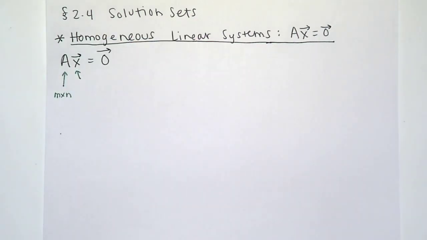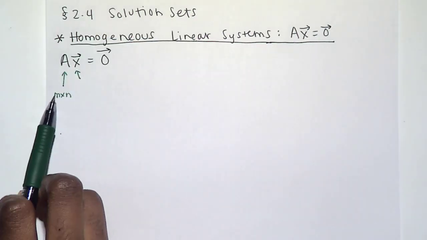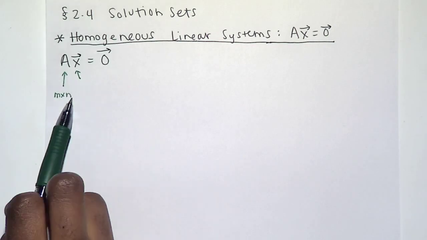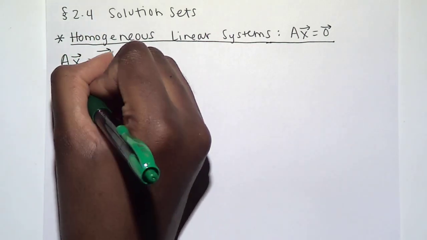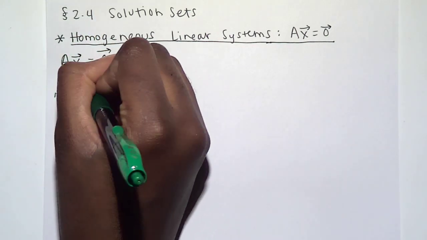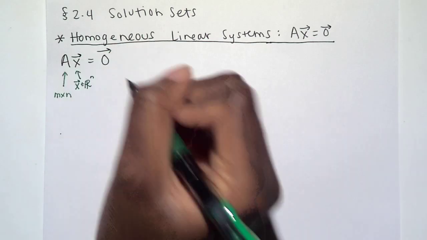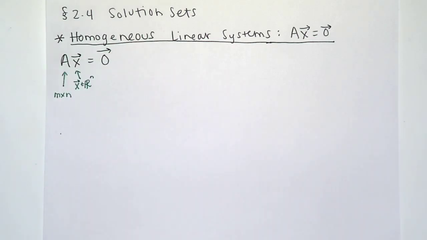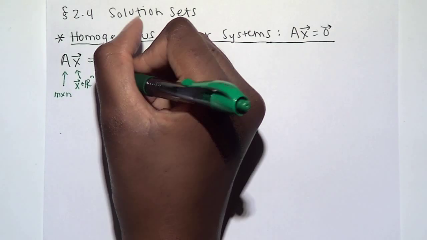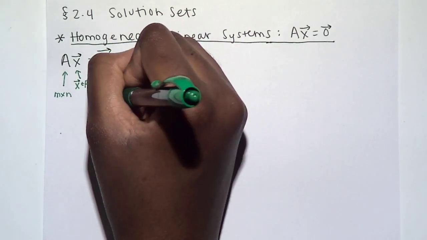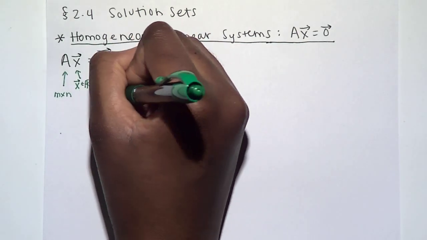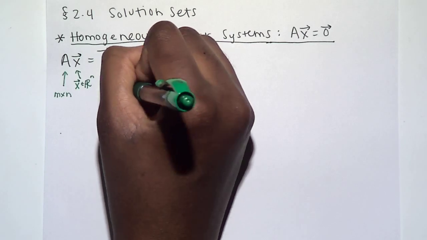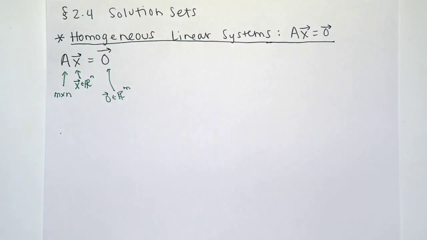The matrix we're multiplying by, if A is m by n, is going to have to be an n by 1. So this x is going to be in Rn, which means that the 0 vector is in Rm. So it's really good to keep track of the dimensions of what we're working with.